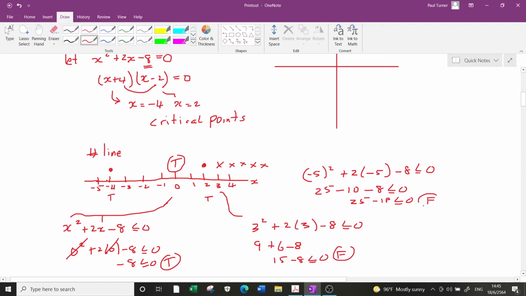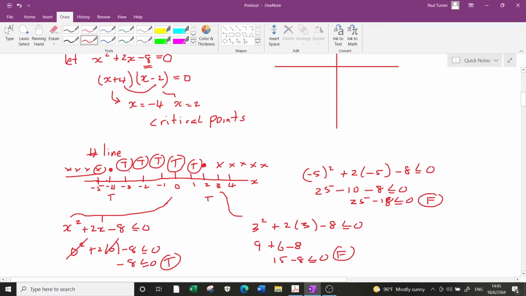And this is also false. 25 minus 18 is positive, and it's not less than 0. So on this side, these are also false on here. You can check some more if you want, but I guarantee if one is false, the remaining numbers on this side will also be false. And all the numbers in here will be true if you like to check them, but don't waste your time on that. They will be true.